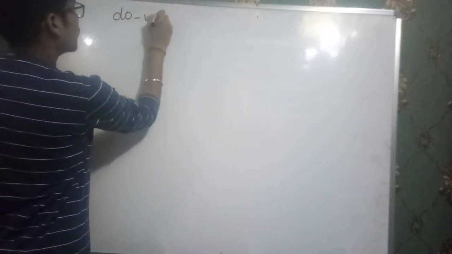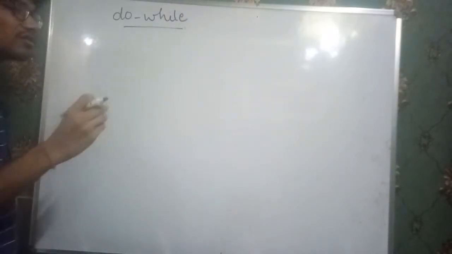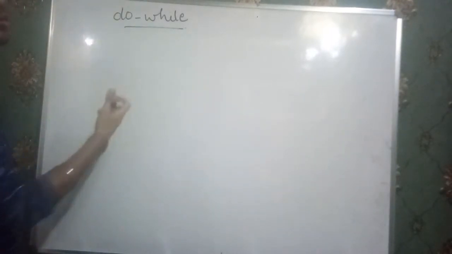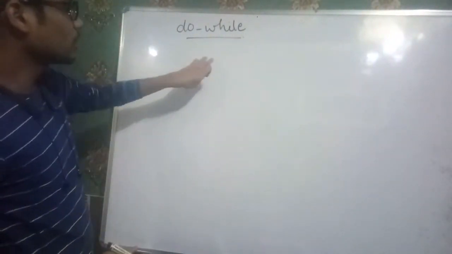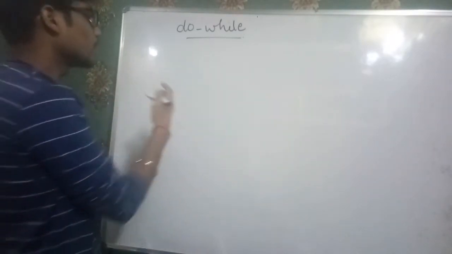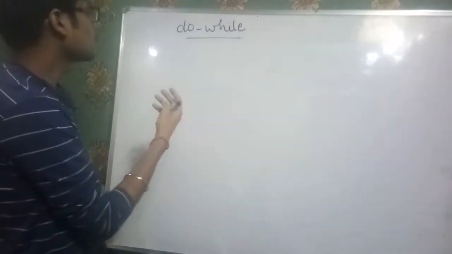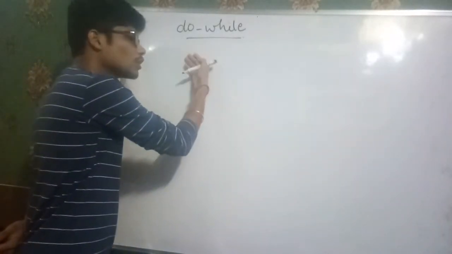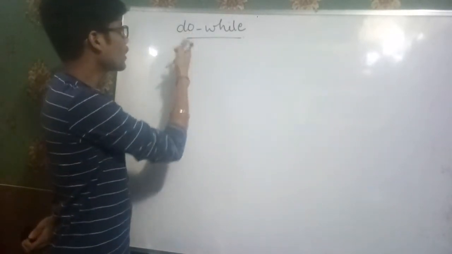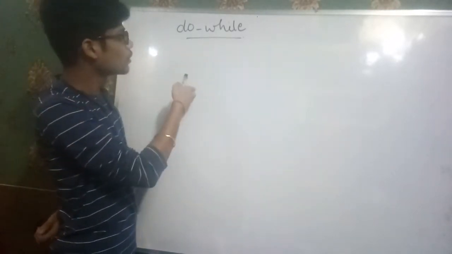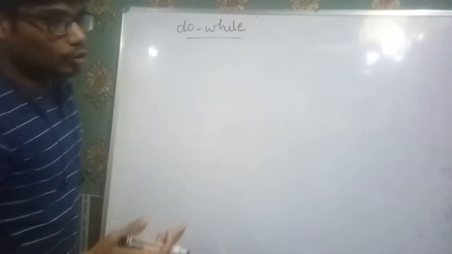So the do while loop. There is just a slight difference between while and do while. In while, we provide a condition, and if that condition is true, it moves inside the loop and executes the code. But in do while, it first executes the statements and then checks the condition.